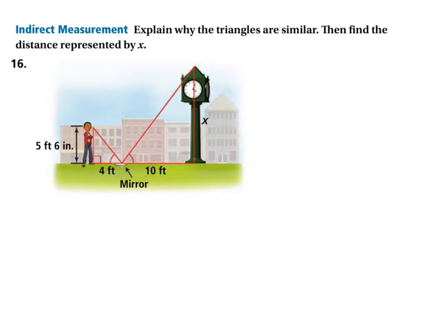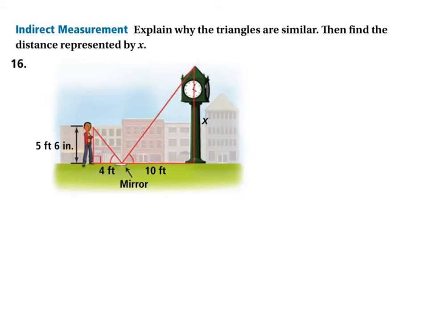With indirect measurement, the triangles will be similar if you're using reflection. You're using reflection off of a mirror to go from the height of the person's eye who's doing the viewing, and this is our little guy here. His eye level is 5 feet 6 inches, and he's looking down in a mirror and seeing the top of the clock. So we know that if you look at a mirror, the thing about mirrors is that they form equal angles.